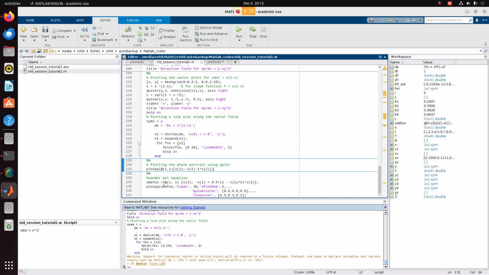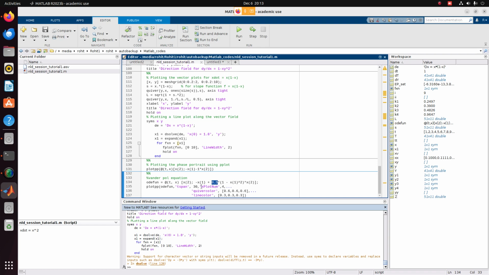We discussed a function, the van der Pol equation, that is x1 dot is equal to x2, and x2 dot is minus x1 plus half times 1 minus x1 square into x2. So this is nothing but the van der Pol equation, for the low non-linearity condition. You can see that you are taking 0.5.